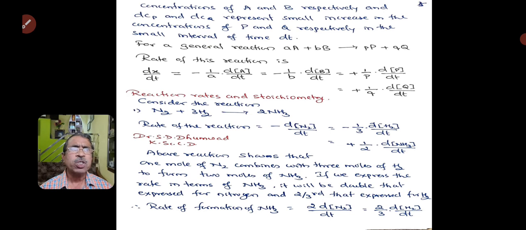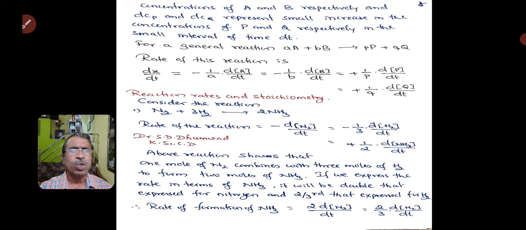Reaction rates and their stoichiometry. Consider the reaction N2 plus 3H2 gives 2NH3. Here, the rate of the reaction is given as minus d active mass of N2 divided by dt is equal to minus 1 by 3 into d H2 divided by dt, which is also equal to plus 1 upon 2 into d active mass of ammonia divided by dt.